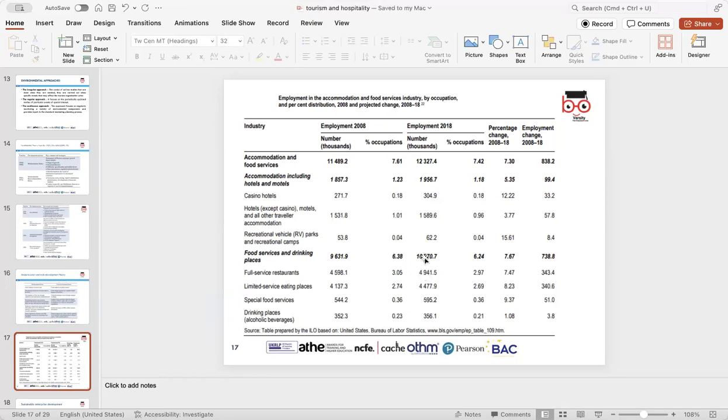Additionally, 838,200 jobs. So this growth included various subsectors, with hotels and motels seeing a 5.3% increase, casino hotels expanding by 12.22%, and recreational vehicle parks and camps expanding by 15.61%.